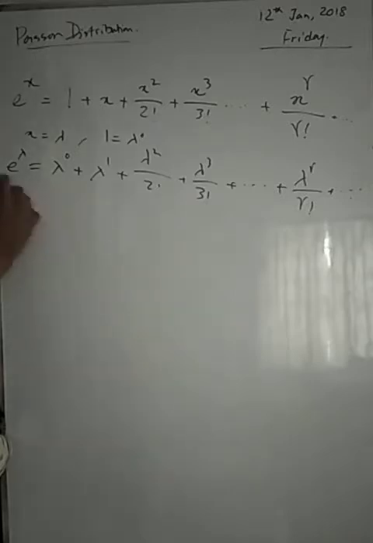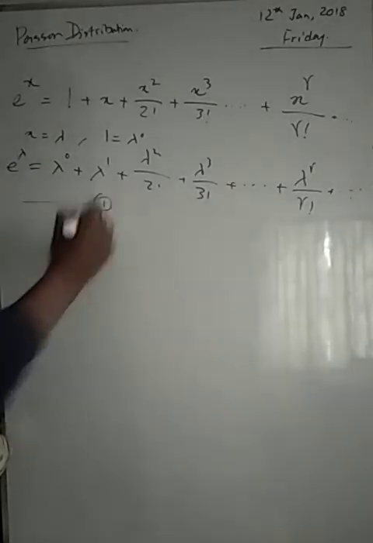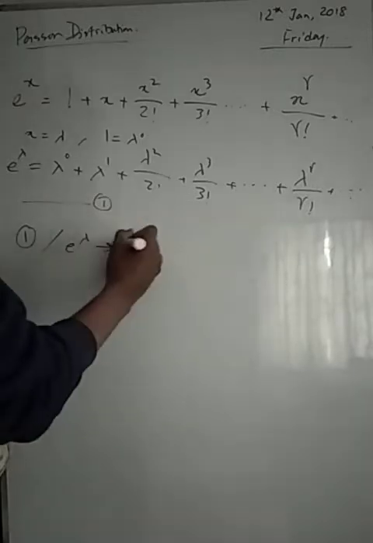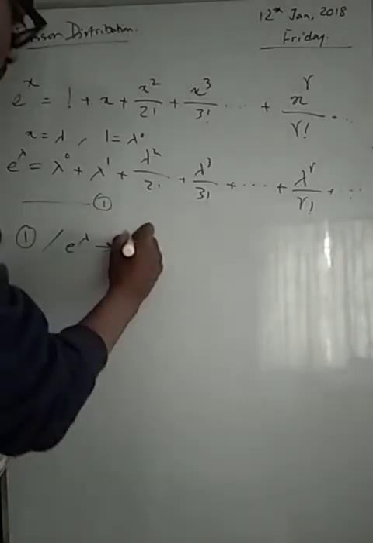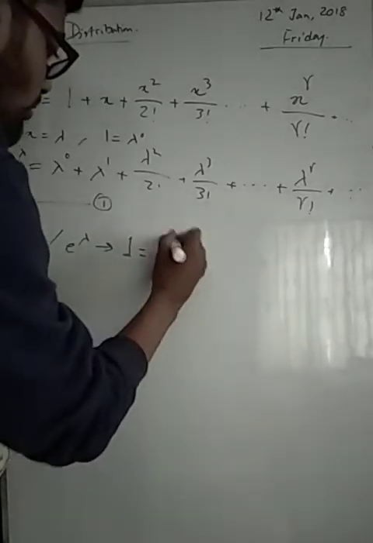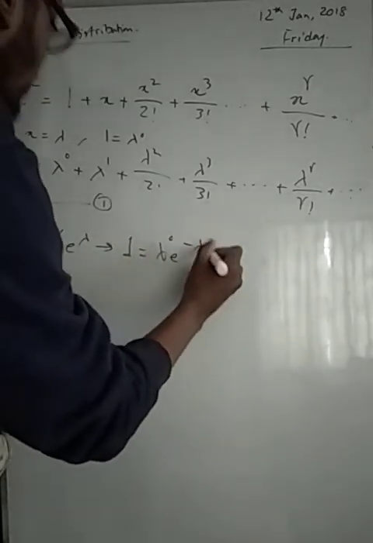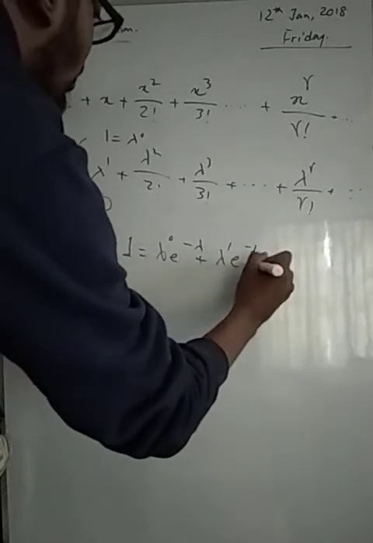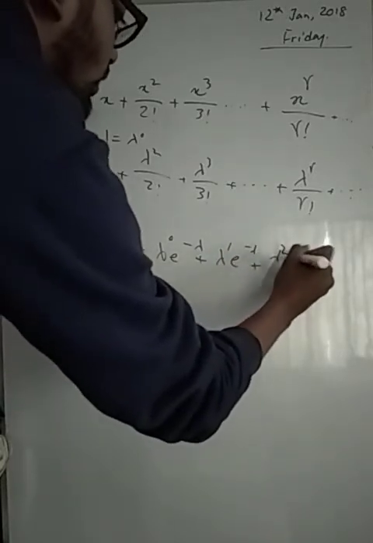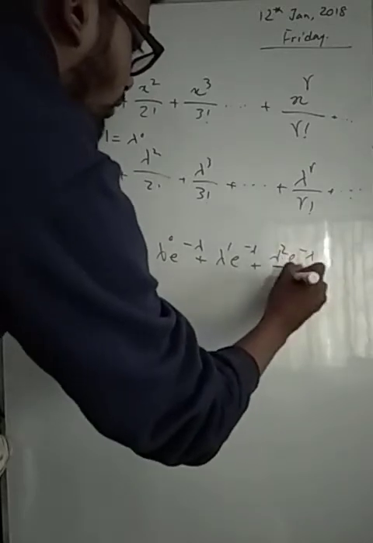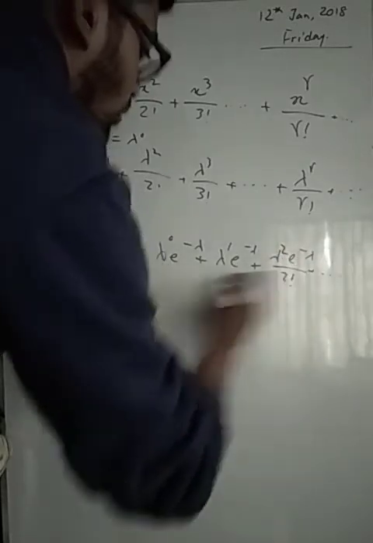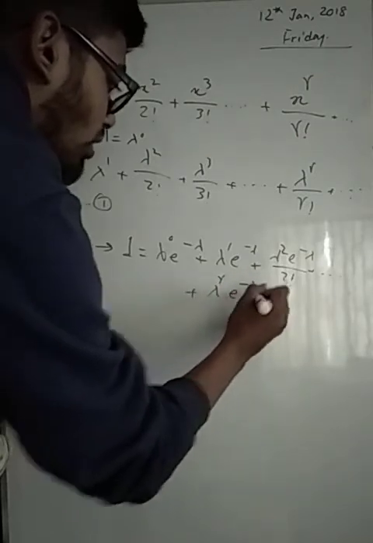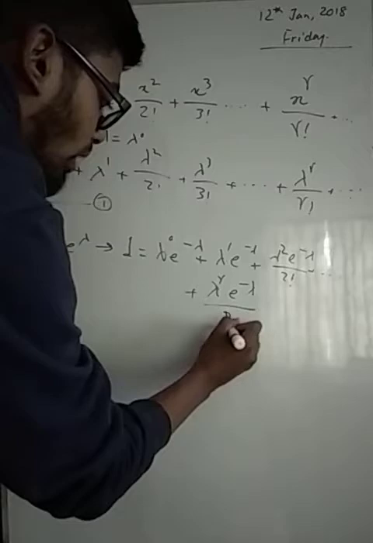Now, if we name this equation 1, and divide equation 1 by e to the power lambda, on the left side we get e to the power lambda over e to the power lambda, which is 1. On the right side we get lambda to the power 0 e to the power minus lambda, plus lambda to the power 1 e to the power minus lambda, plus lambda squared e to the power minus lambda by 2 factorial, and so on until lambda to the power x e to the power minus lambda by x factorial.